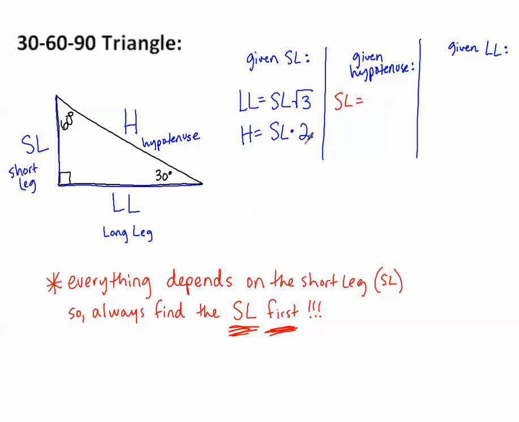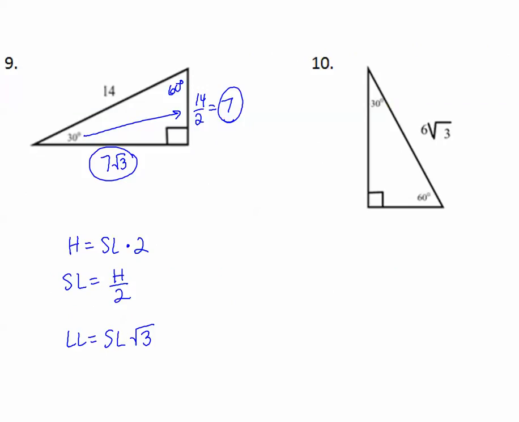hypotenuse is short leg times 2, so short leg is hypotenuse divided by 2. Then we can find the long leg the same way we did here. The long leg is whatever we got for the short leg times the square root of 3. While we're here, we could talk about what to do given the long leg, but let's not do everything at once. Let's go back to these examples.